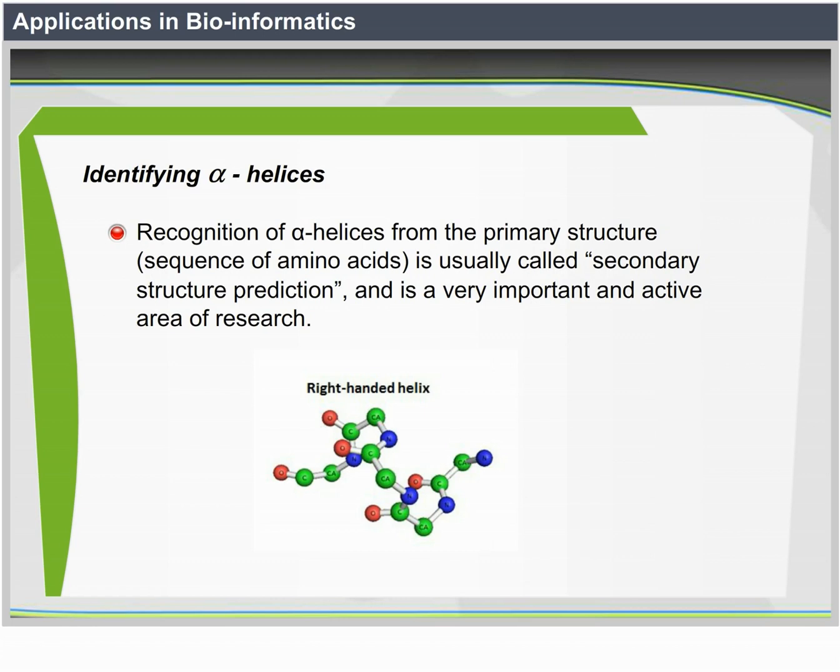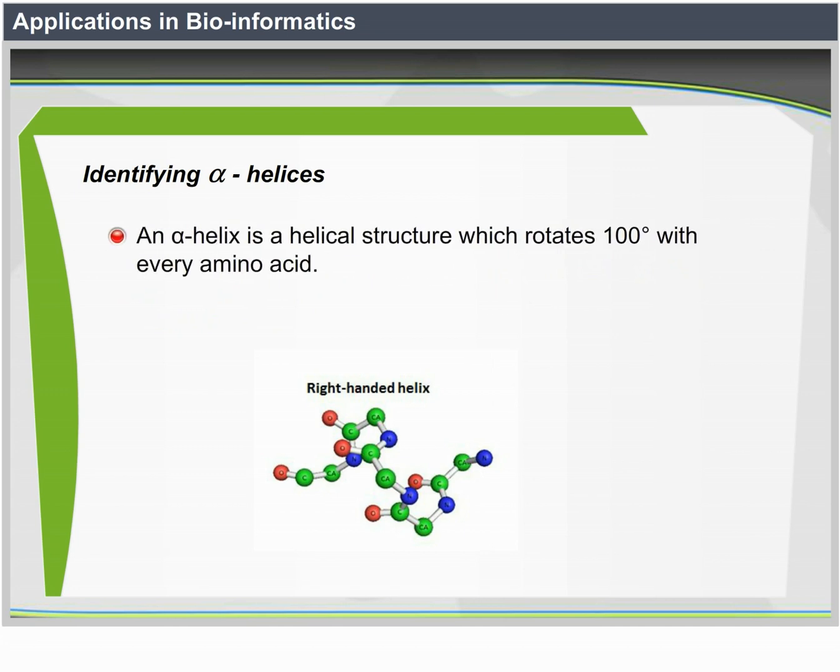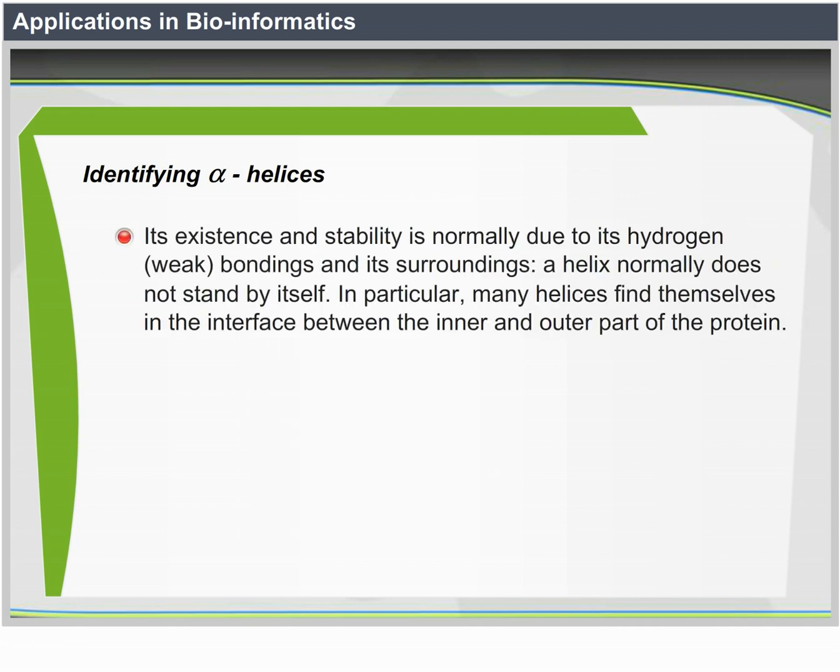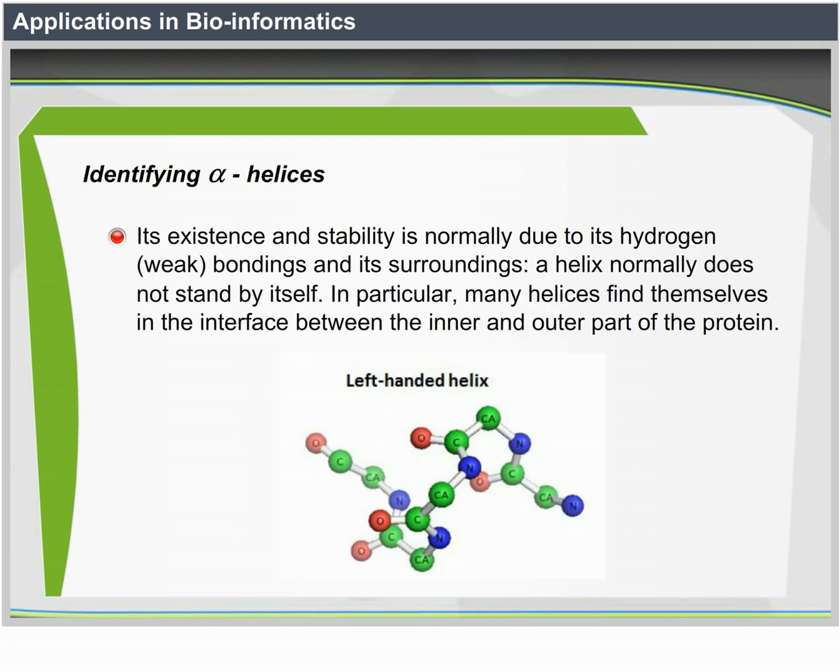Recognition of alpha helices from the primary structure sequence of amino acids is usually called secondary structure prediction and is a very important and active area of research. An alpha helix is a helical structure which rotates 100 degrees with every amino acid. Its existence and stability is normally due to its hydrogen, weak bondings, and its surroundings.